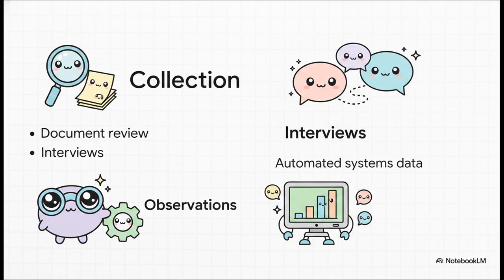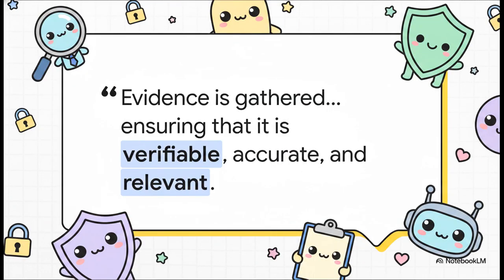It's this whole multi-layered approach to make sure literally nothing slips through the cracks. And the source material actually sets an incredibly high bar for this. It explicitly states, the lead auditor must ensure that evidence is gathered in accordance with ISO/IEC 42001-2023 requirements, ensuring that it is verifiable, accurate, and relevant. So what does that mean for us?